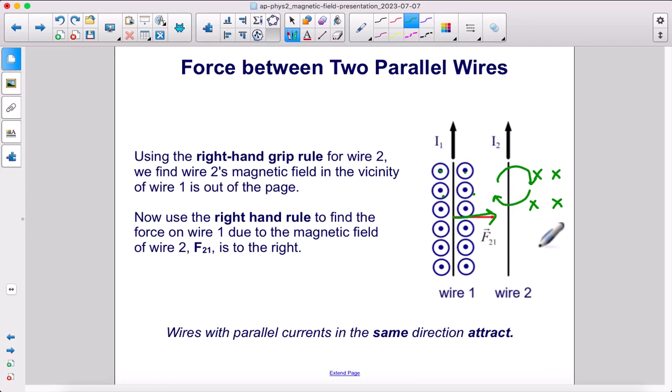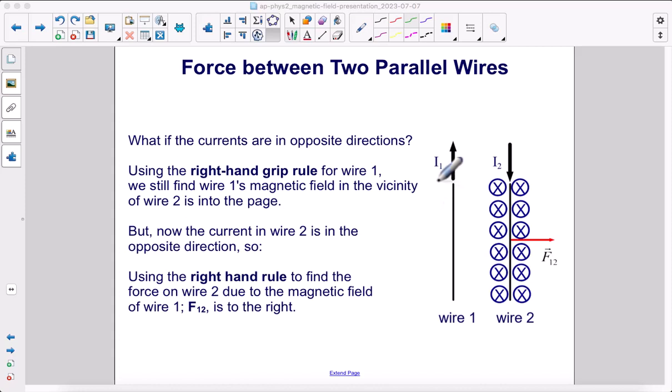In conclusion, when you have two wires that have their currents going in the same direction, they attract each other, which kind of goes against what we've learned before. We've previously learned that opposites attract, but in this particular situation that does arise often, currents in the same direction will attract each other. What about if the currents are going in opposite directions?